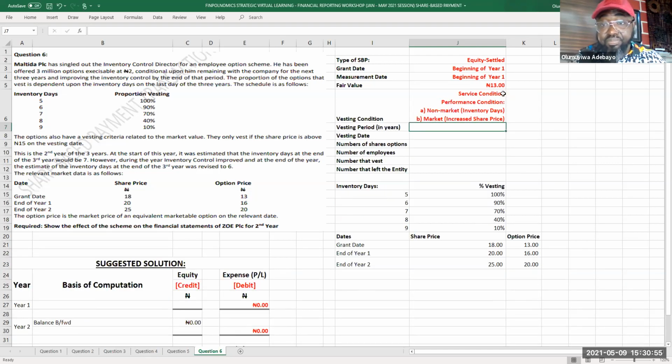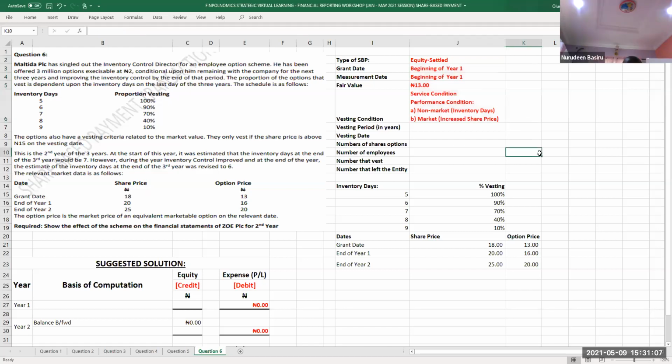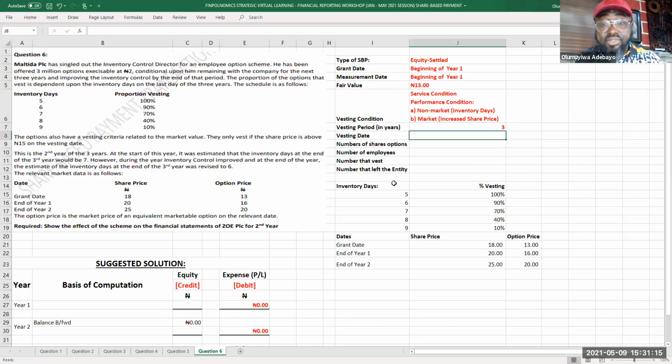Okay, does that make sense to us? Yes. Okay, let's continue. What else? Vesting period is 3 years. Vesting date is end of year 3. Number of shares under the option. What's the number? 3 million.